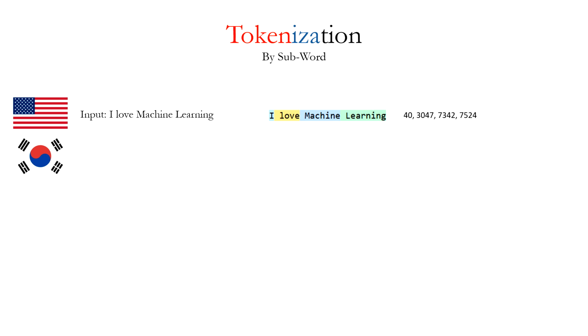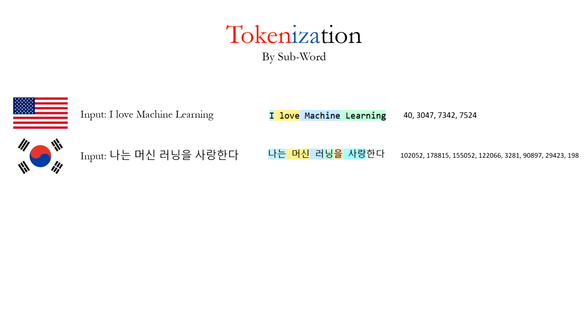There's South Korea. The input is, I'm just saying it basically in Korean, I love machine learning. It's 나는 machine learning을 사랑한다. So that means I love machine learning as well in Korean. You can see that this particular sentence has a little bit more than the English, just by looking at the color coding. And we've got more token integer IDs to represent that particular sentence, okay?